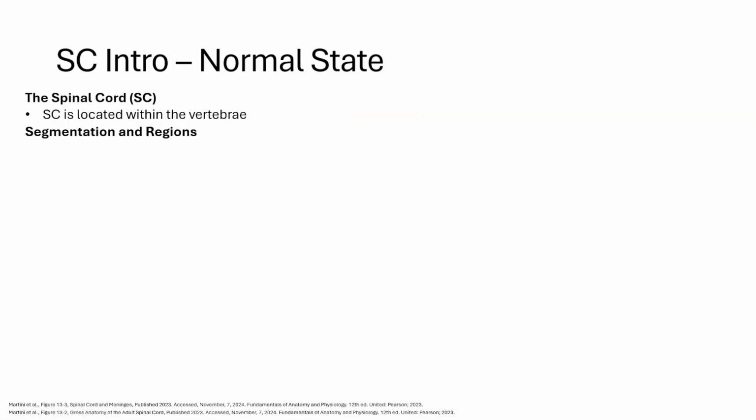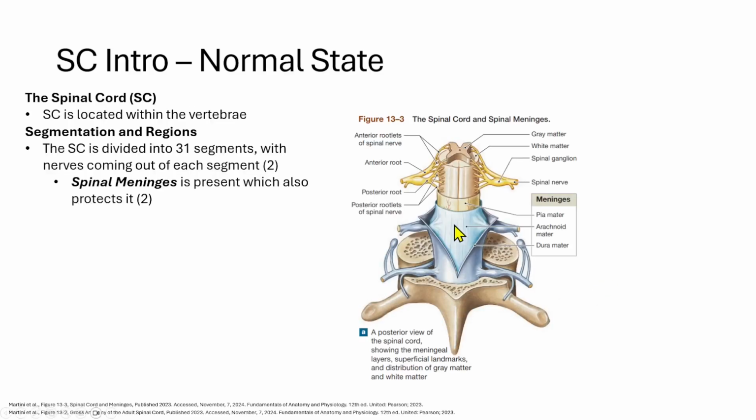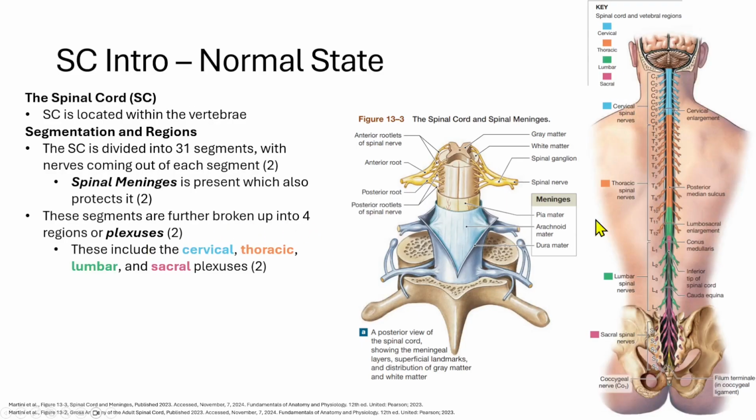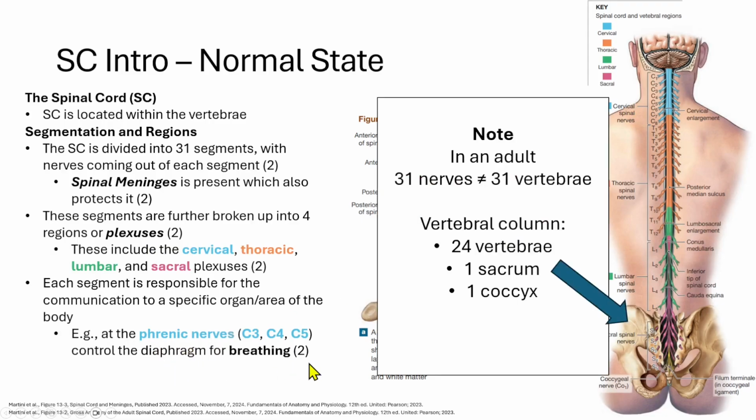So normally your spinal cord is located within the vertebrae, as you can see here, and this can be divided into 31 segments with nerves coming out of each segment. And these segments can be broken down into 4 plexuses or regions, as you can see here. And each segment is responsible for communication to a specific organ or area of the body. So for example, your phrenic nerves are responsible for diaphragm control for breathing.